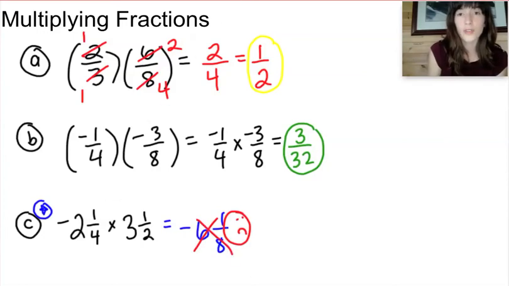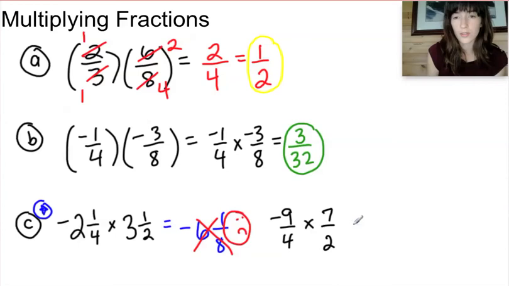What you have to do first is change them to improper fractions. So, remember, you multiply your whole number times your denominator. I'm going to leave my negative there. 2 times 4 is 8, plus 1 is 9. So I have -9/4 times 3 times 2 is 6, plus 1 is 7, so +7/2. All right, let's check to see if I can reduce anything. Doesn't look like I can, so let's multiply straight across.